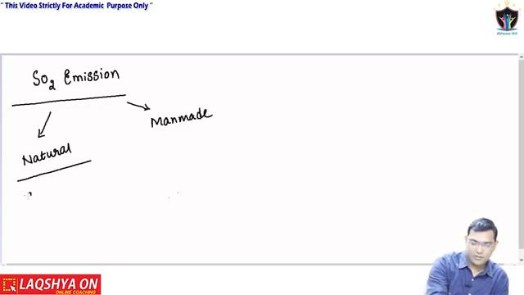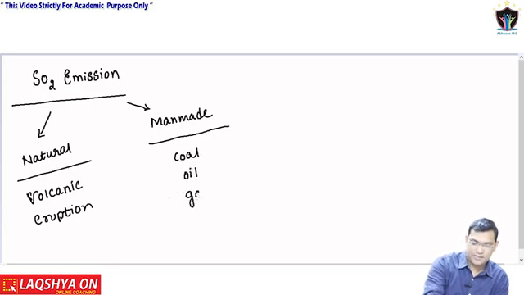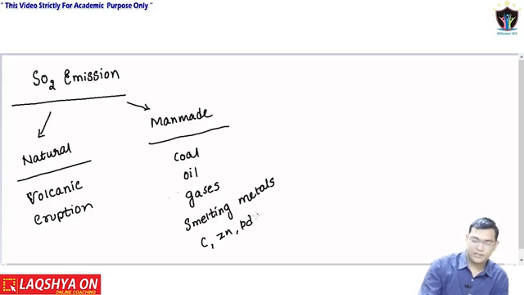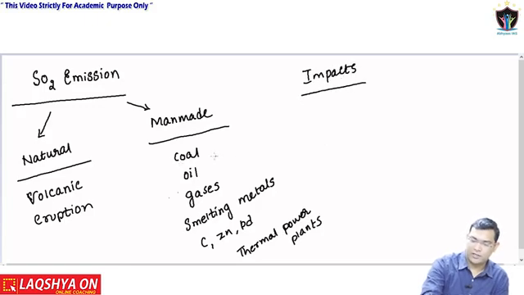What are the natural resources? Sulfur dioxide is naturally obtained by volcanic eruption. And man-made by coal, oil, gases, smelting of metals like copper, zinc, lead, etc. and other gases emitted by thermal power plants. So these are the sources. And also your vehicles which are using this. What is the impact?